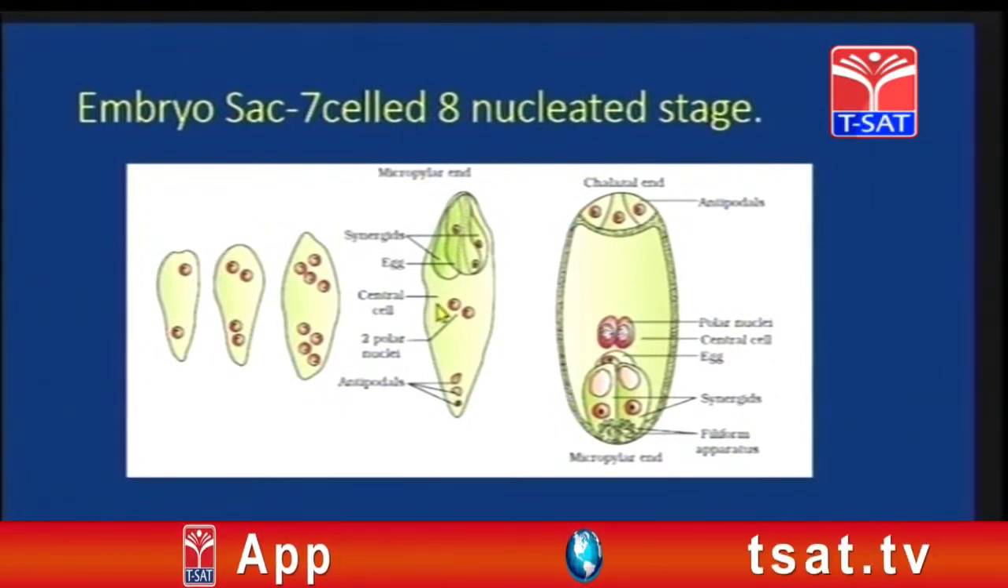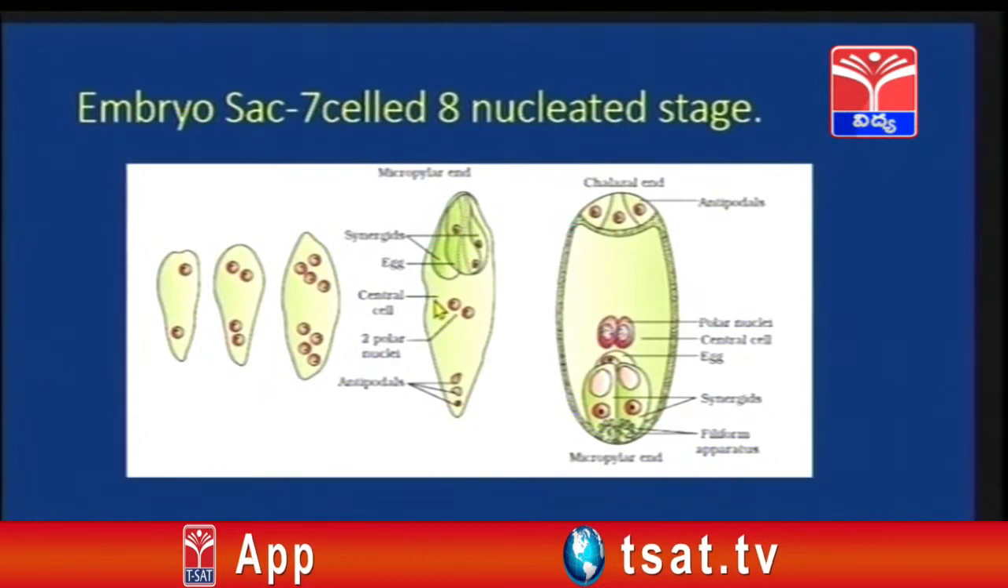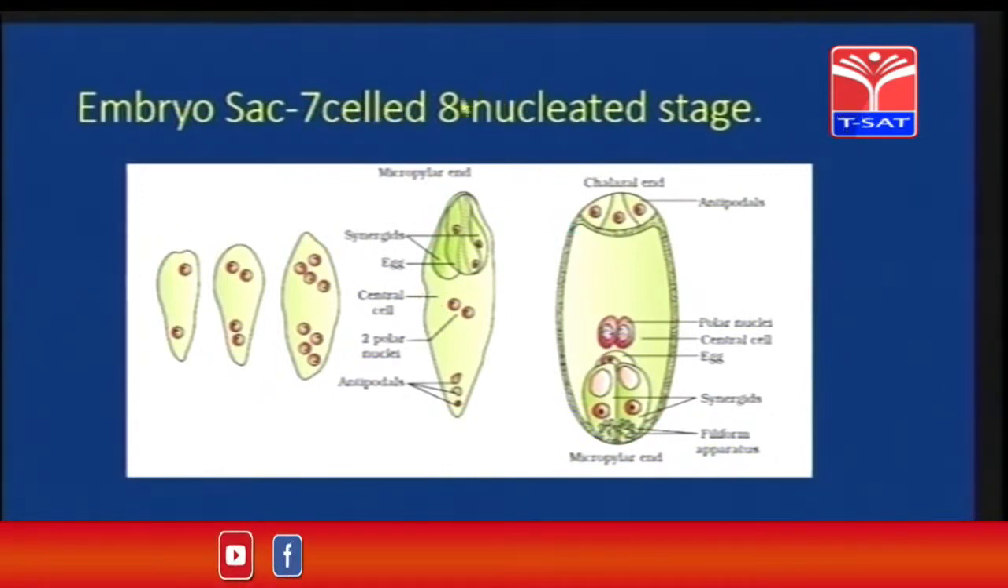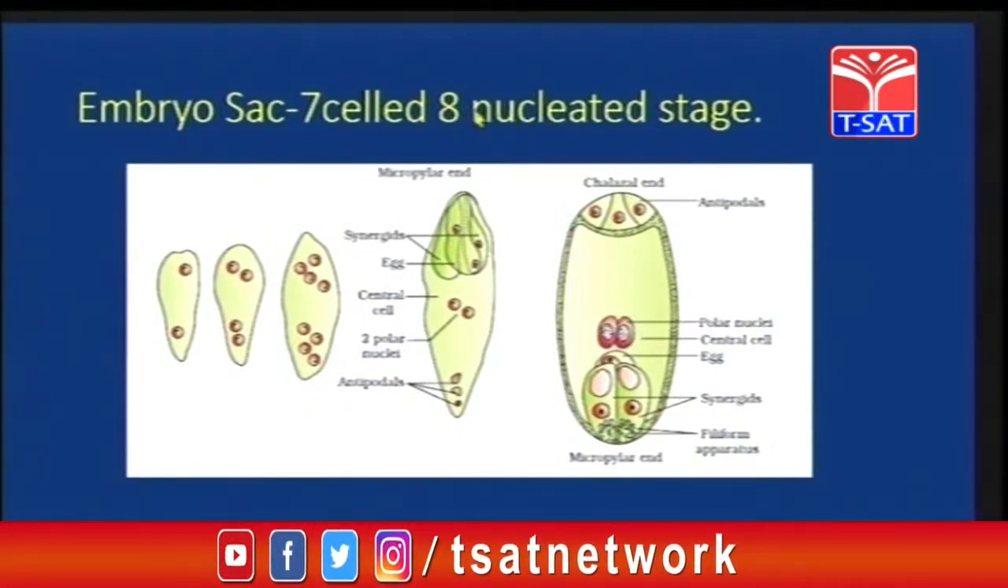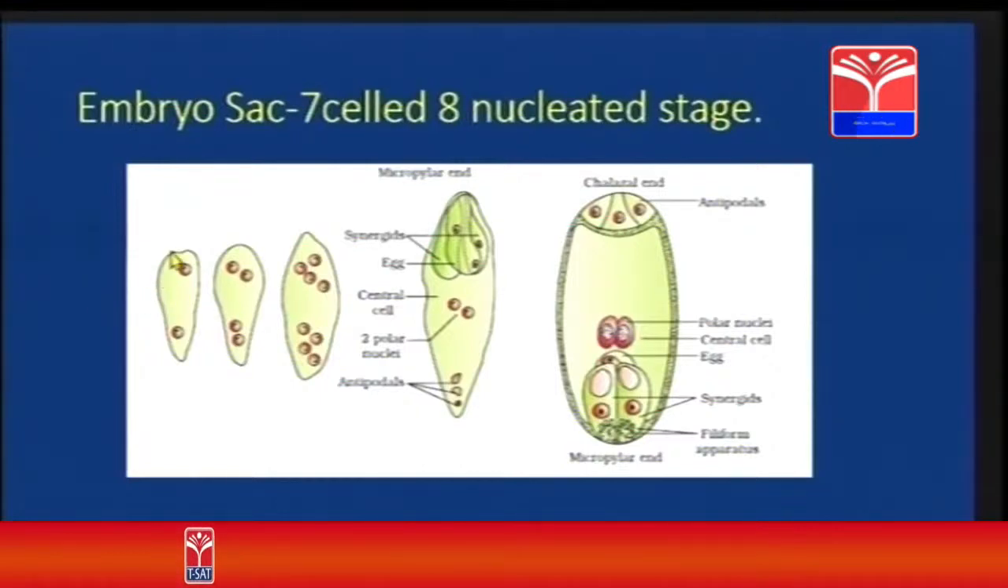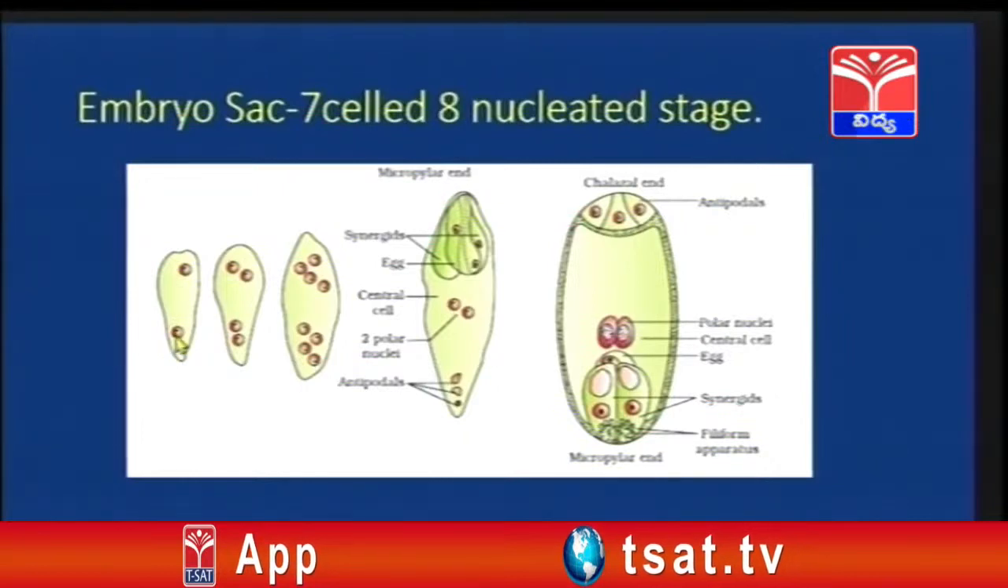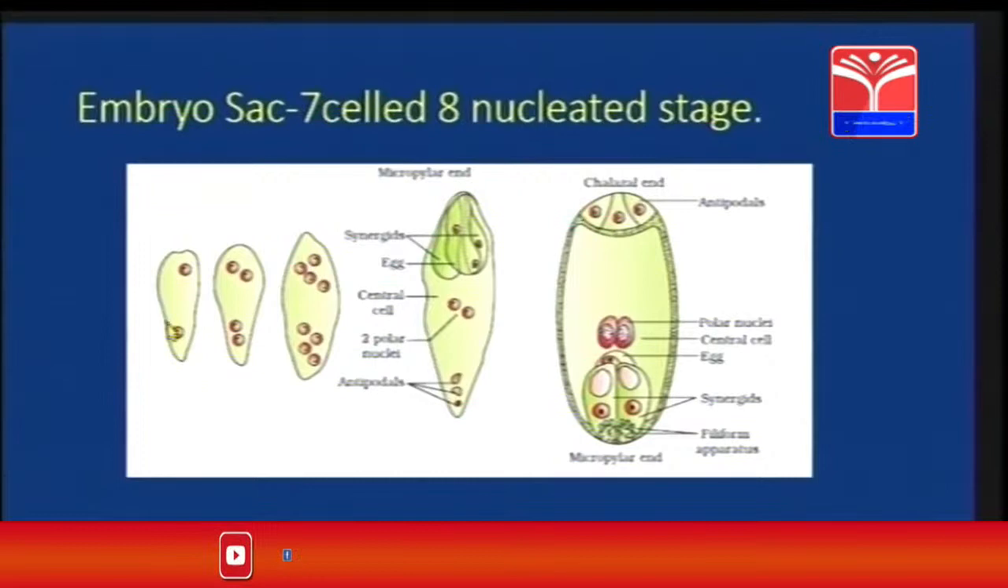How is that possible? Because as you know, children, if there are 7 cells, the nuclei should also be 7, but over here we have 8 nuclei. So let us see how this division takes place. Now this is the structure of a cell in which 2 nuclei are present. That is the initial stage of the embryo sac.